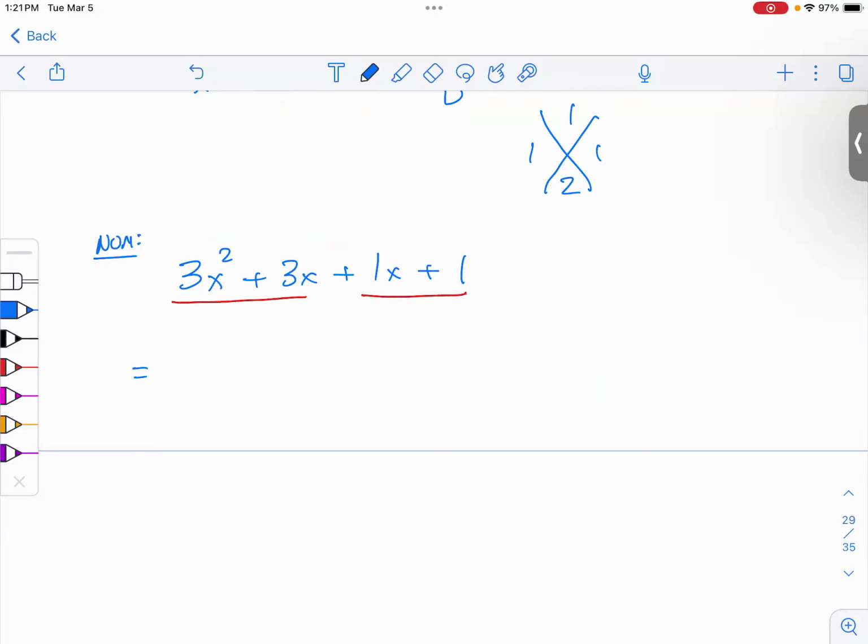What comes out of the first two terms? 3x. What comes out of the second two terms? 1. Excellent. Also notice that every time I always write this +1. Don't get lazy with your notation. I see it common that people drop that and then all of a sudden they have 3x times x plus 1 and it's just a mess.